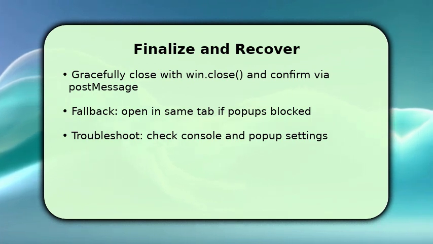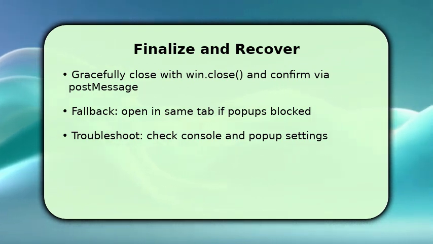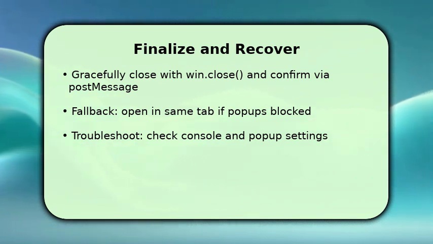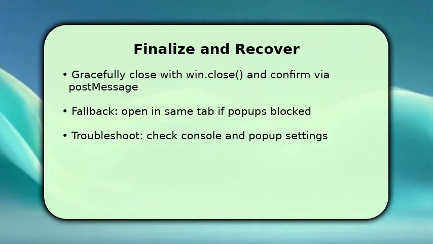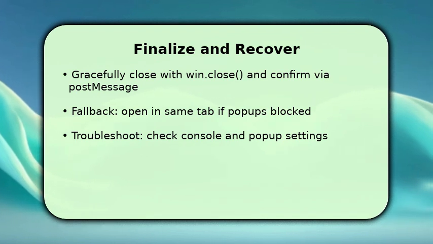If opening was blocked, detect it with win == null, and redirect the current tab to the URL as a fallback. If things go wrong, inspect the console for errors, verify pop-up settings and HTTPS, and ensure names and features strings are formatted correctly.